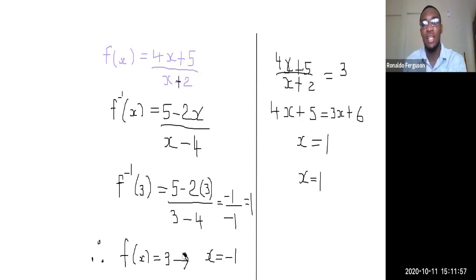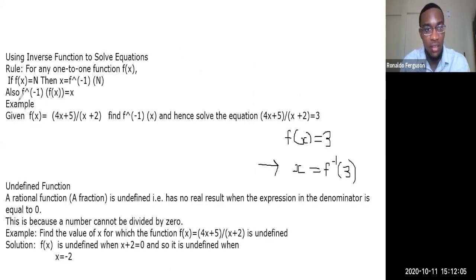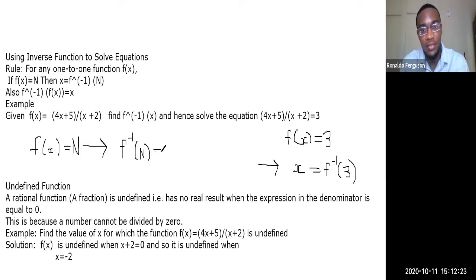Alright? So whenever you're solving f of x equal n, let's go back to the rule. This is the rule. Anytime you solve f of x equal to n, it is implying that you can solve f inverse of n, and that will give you x. Alright? That's the rule. Easy question. So we're just using inverse to solve equations.